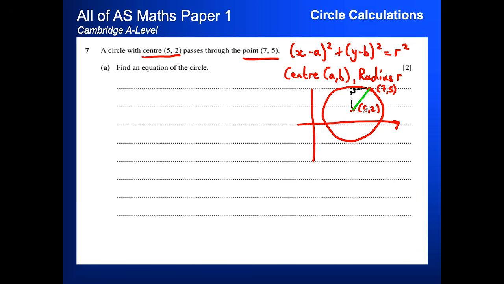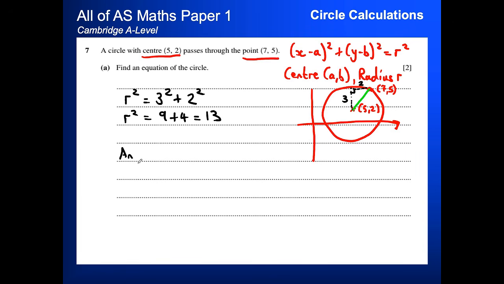So let's think, what do you do to 2 to get to 5? Well, that's going to be 3. And what do you do to 5 to get to 7? That's 2. So we can actually work out r squared directly by just using Pythagoras. The length of the green line is equal to these two lengths squared, so 3 squared plus 2 squared. And if we do that, that's equal to 9 plus 4, which is equal to 13. So we get our value of r squared, which we need for our formula.